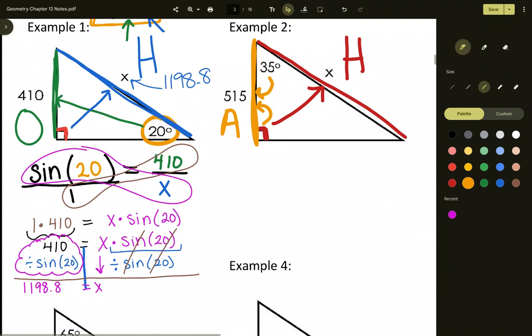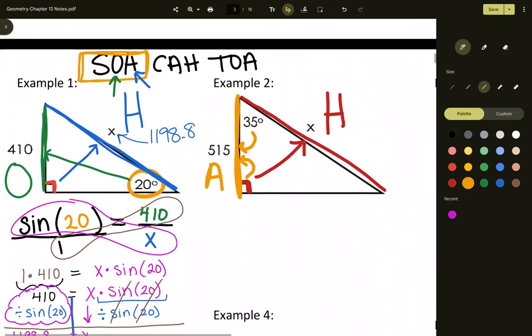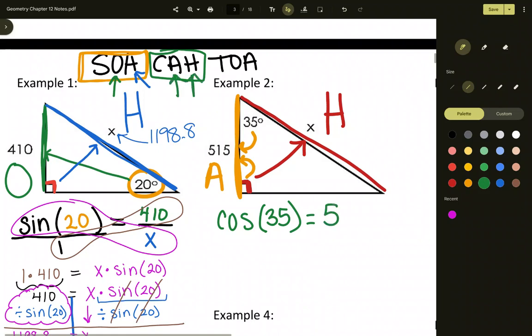So this time we don't need to worry about the opposite side because we are looking for the hypotenuse and we have the adjacent side. So with A and H, if I go back up to this SOHCAHTOA, I can see that CAH is the only one with A and H. So this is going to be a cosine function. And then I'm going to put my angle measurement, and then it's going to be A over H because A came first and then H. A is 515, H is the unknown.